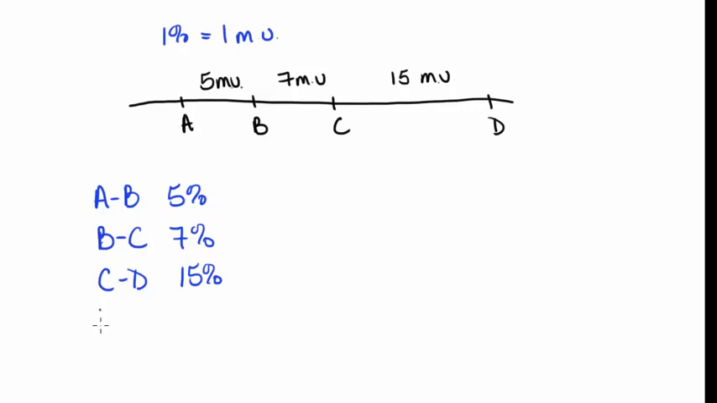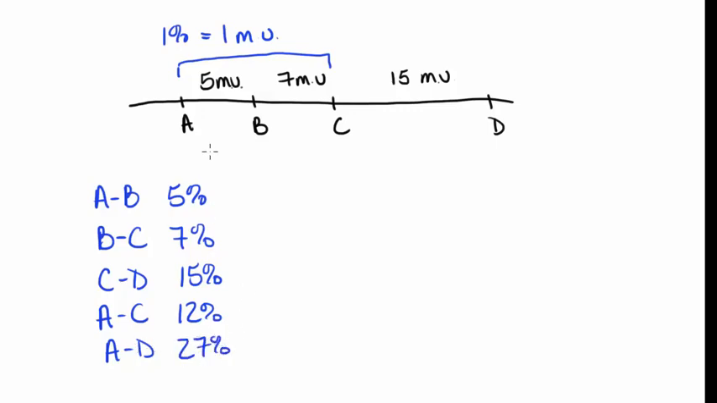If we were to look at between, say, A and C, we would just need to add up and figure out what this total distance is, and you can see that is 12%. We could even look between A and D and figure out the recombination frequency there. That would be 27%. All I'm doing is adding up the 5 plus the 7 plus the 15 to come up with that 27 number. The only other one that we haven't listed so far would be B and D, and between those two we would expect a recombination frequency of 22%.